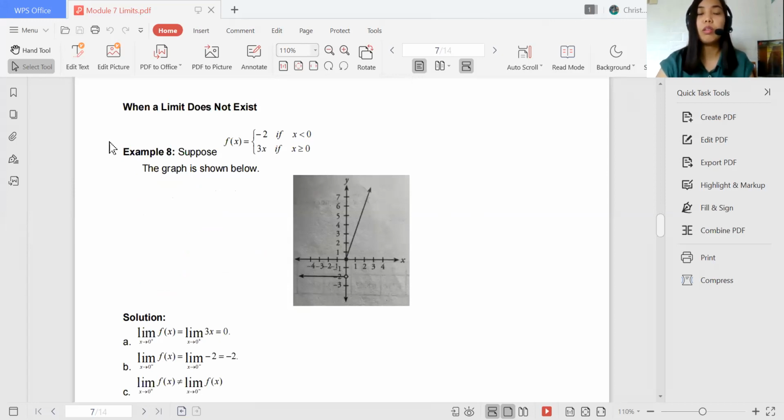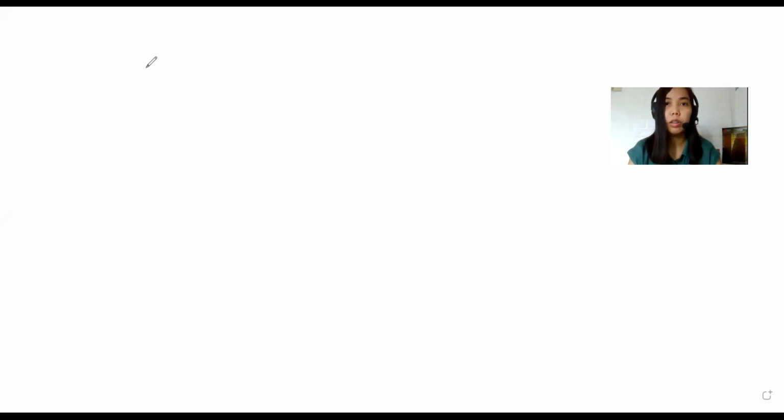So example number 8, suppose that the given function is equal to -2 if x is less than 0 and f of x is equal to 3x if x is greater than or equal to 0. Okay, so let's try to do it on the board. We will determine if the limit of the given function exists.